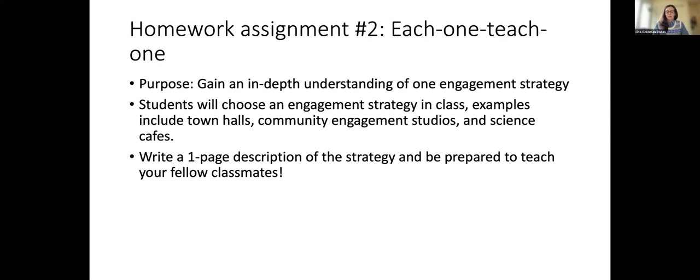So just as an example, let's say you choose to learn more about town halls. For your assignment, you're going to go do some readings about town halls. You're going to write up a one-page description of the strategy, and there's information in the syllabus about what exactly to cover. And then you'll come to class the next week. You'll find the other people that were assigned town halls. You'll develop some slides together real quickly, and then we'll have presentations from each group. Any questions about Each One, Teach One? Cool.